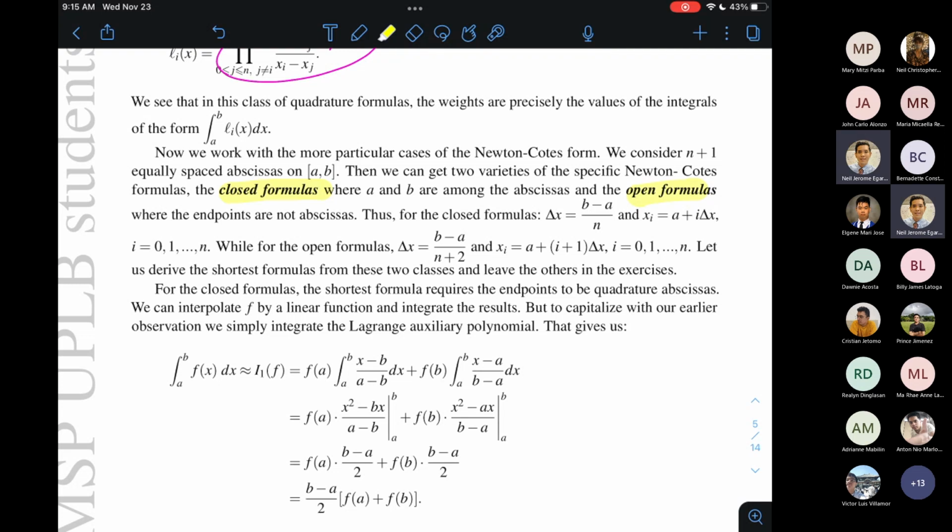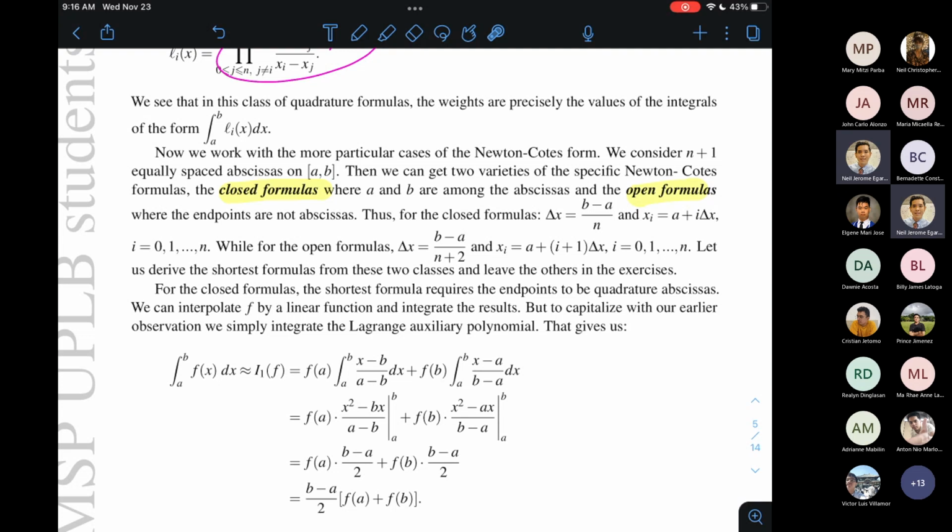Kailan useful na hindi kasali si a at saka si b doon sa endpoints? Well, actually, kapag improper integrals. Kasi di ba, or certain types of improper integrals. Kasi alam natin, kapag improper integrals, posible na discontinuous yung ating integrand at one of the endpoints. If that will happen, then we can simply forget about the endpoints, right? We get sufficient number of data points within the open interval. Kaya open formula yung tawag sa kanya. Kasi pumipili tayo ng mga x's dun sa open interval of integration. Hindi natin sinasali yung endpoints.